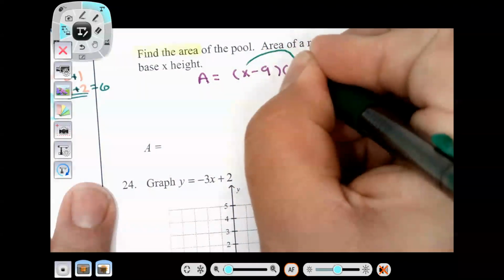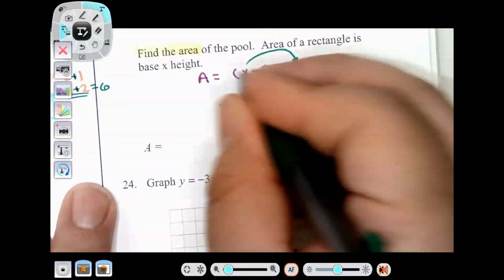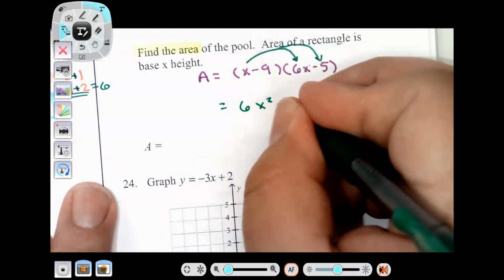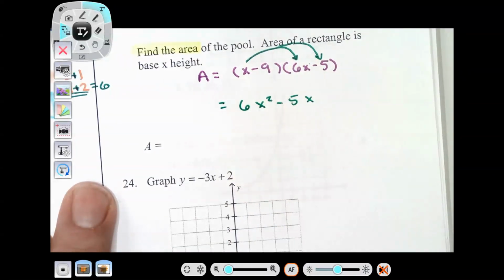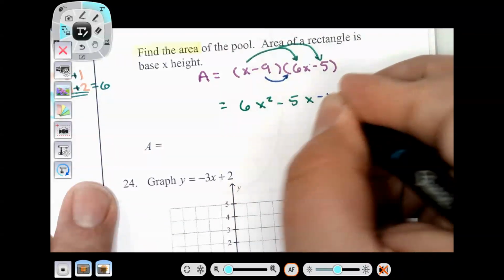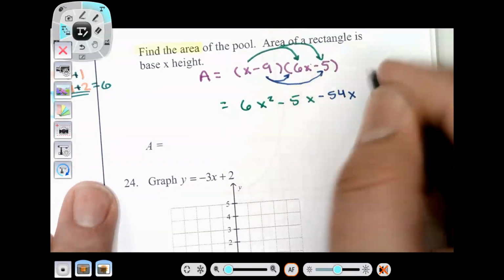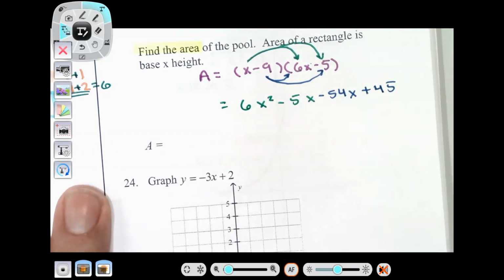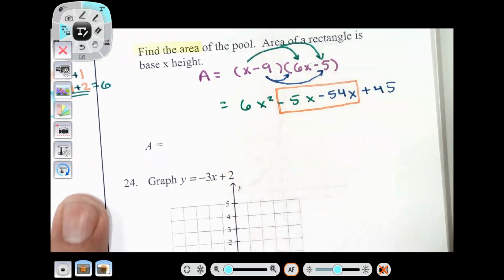X times 6x. Well, that's 6x squared because you're supposed to add your powers. X times negative 5. Well, that's negative 5x. A number and a letter always go written next to each other. Then, of course, we have negative 9 times 6x. Well, that's negative 54x. And negative 9 times negative 5 is positive 45. And of course, as always, the only thing I can do now is combine like terms. That's why we look at the terms right in the middle here.